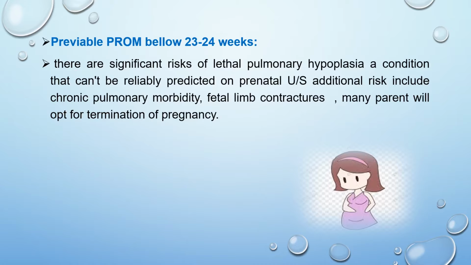Now, the last thing in our topic is previable premature rupture of membrane, if it occurs between 23 and 24 weeks of gestation. As we said in the previous lecture, 24 weeks of gestation and less is considered a miscarriage. If rupture of membrane occurs at this gestational age, there is significant risk of lethal pulmonary hypoplasia, a condition that cannot be reliably predicted on prenatal ultrasound. Additional risks include chronic pulmonary morbidity and fetal limb contractures. Many parents will opt for termination of pregnancy. In this case, you will let the patient proceed so that it happens spontaneously, without any induction.